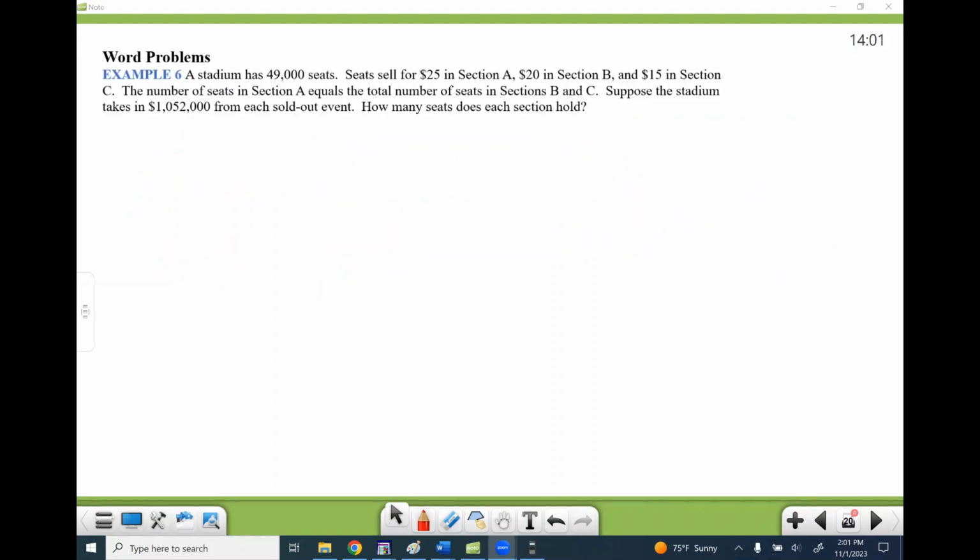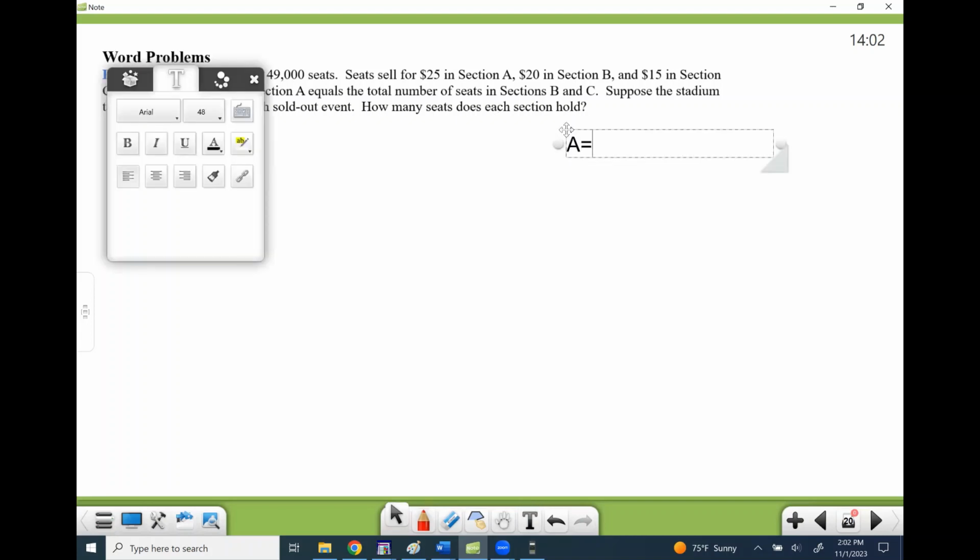So let's try a word problem. Okay. So remember, the very first thing you want to do when you have a word problem of this type is make sure you define your variables well. So as we read through this, let's kind of decide what our variables are going to be. So a stadium has 49,000 seats. Seats sell for $25 in section A, $20 in section B, and $15 in section C. The number of seats in section A equals the total number of seats in B and C combined. Suppose the stadium takes in 1,052,000 from each sold out event. How many seats does each section hold?